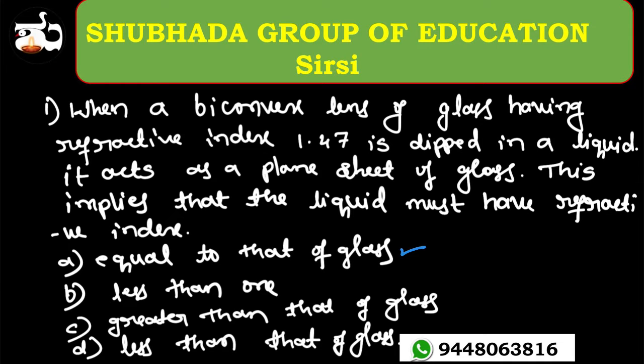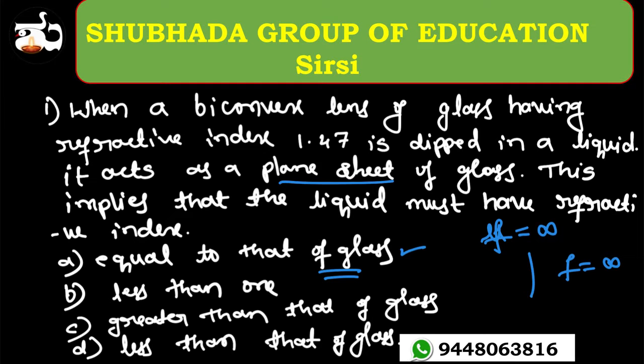Suppose it has to act like a plane sheet. At that time, the focal length must be equal to infinity. So only for such cases it will act like a plane sheet, because for a plane sheet the focal length should be equal to infinity, right? So that's the reason. Now let me take the refractive index of the liquid.